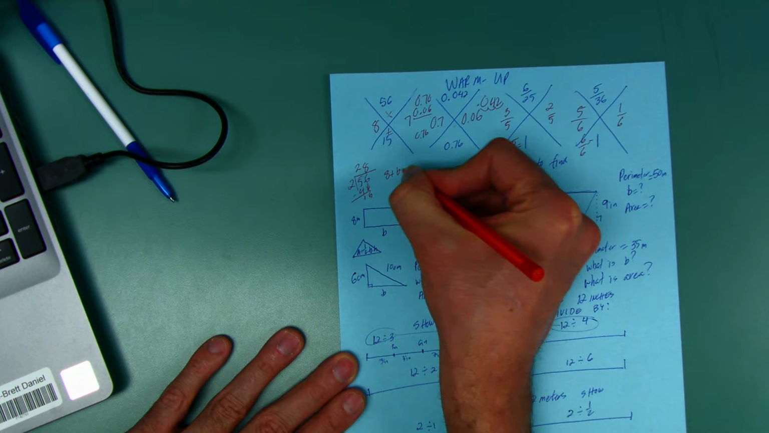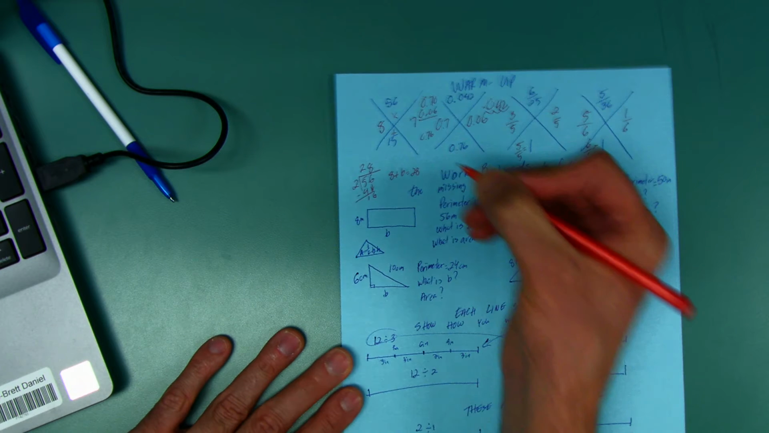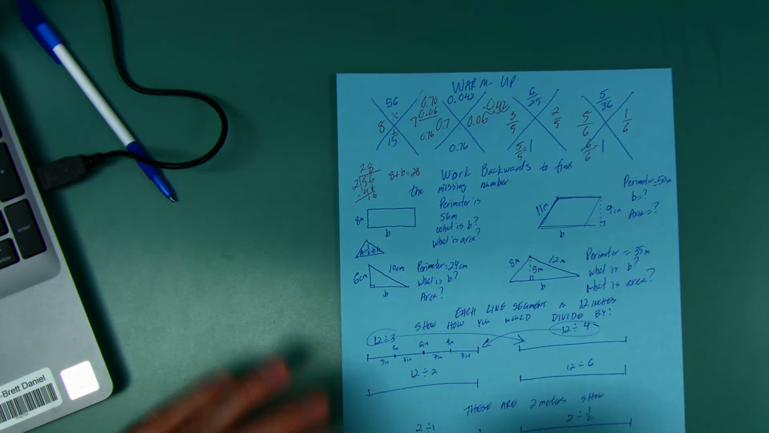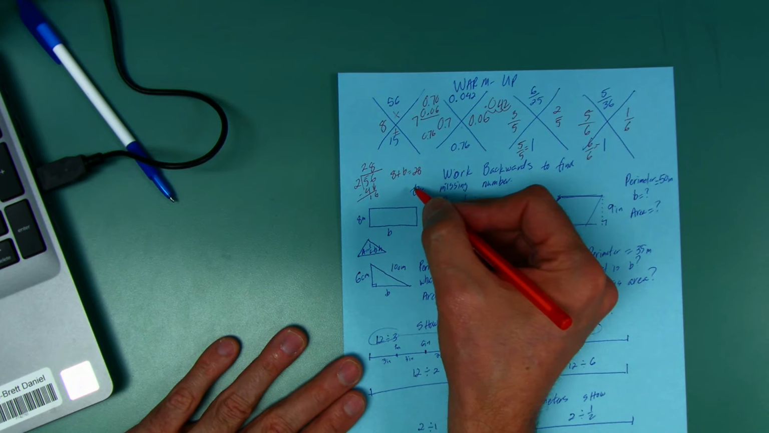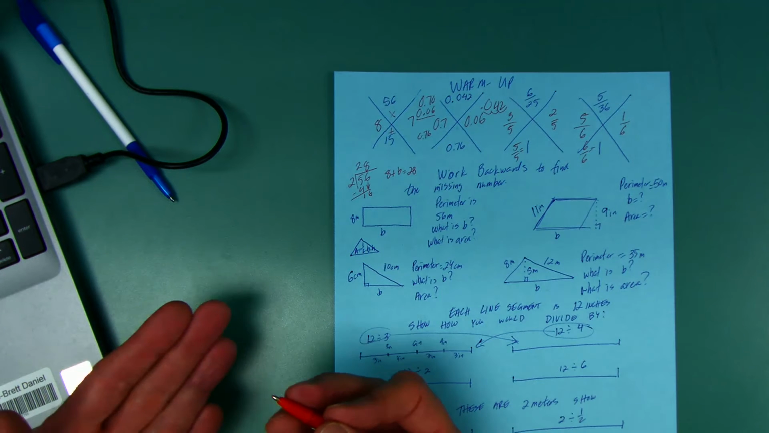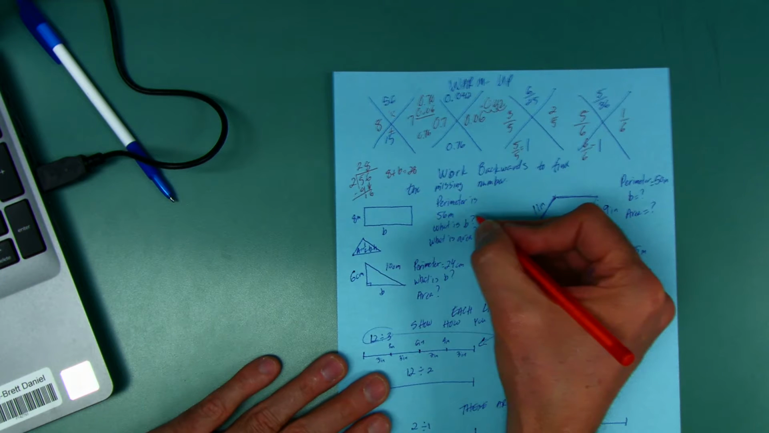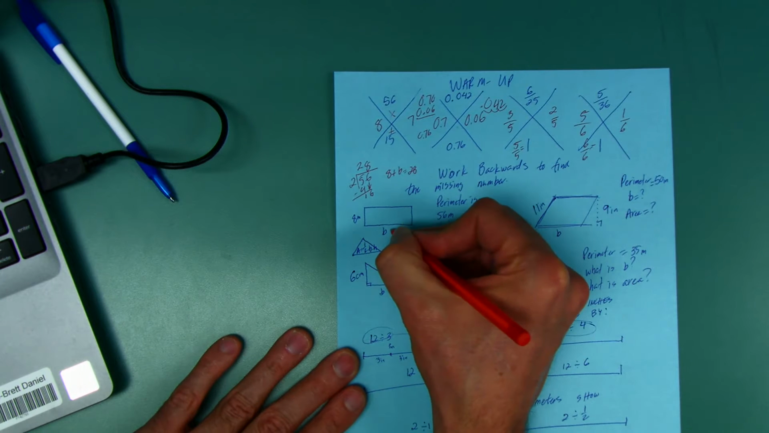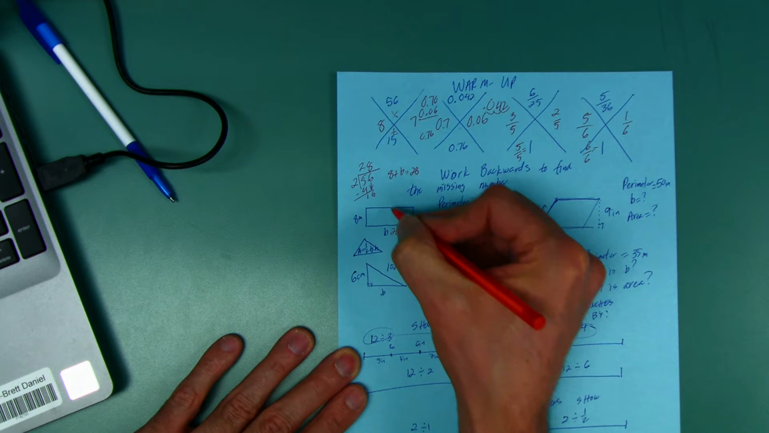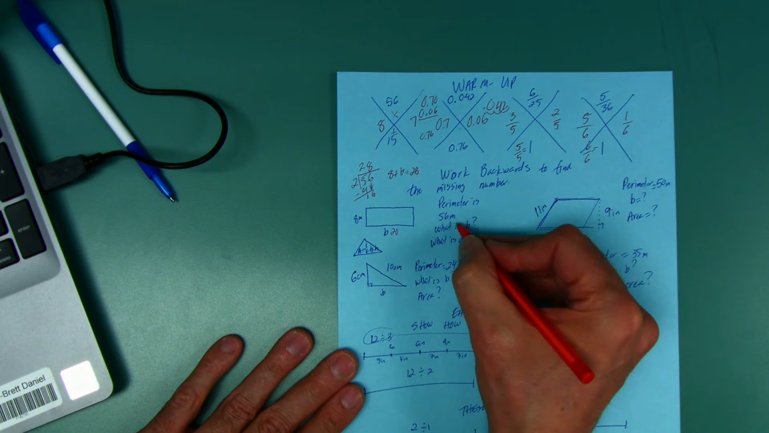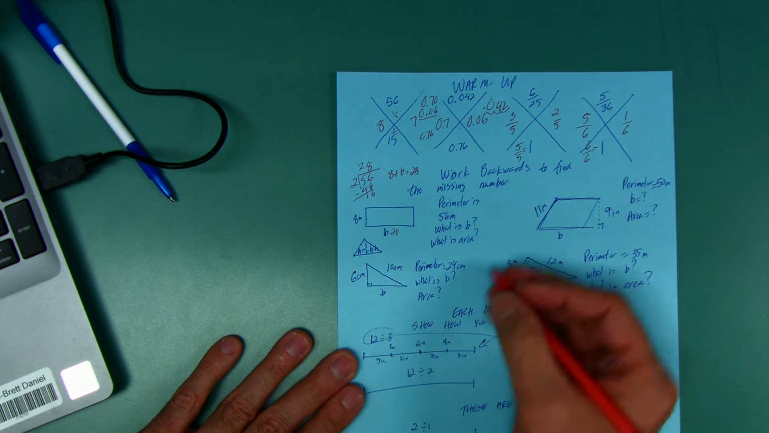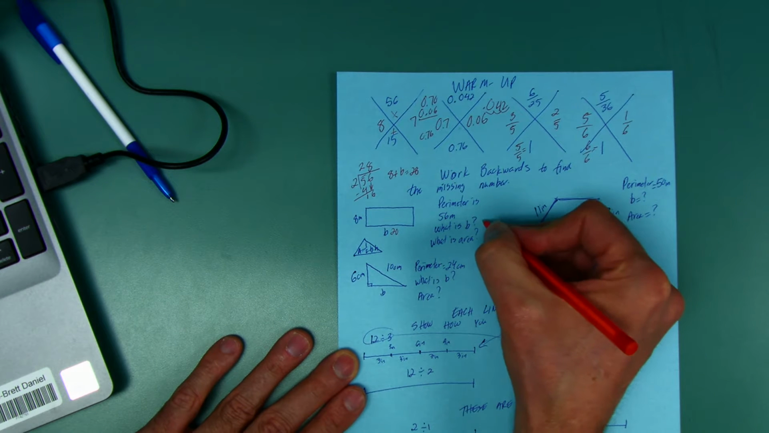I can turn this into an algebraic equation, but I think if you saw that, most of you are going to say 8 plus what is 28? 8 plus 20, right? So B must be 20, right? Let's just double check. 20 plus 20 is 40. 8 plus 8, 16. 40 and 16 is 56. Okay, so B is 20.